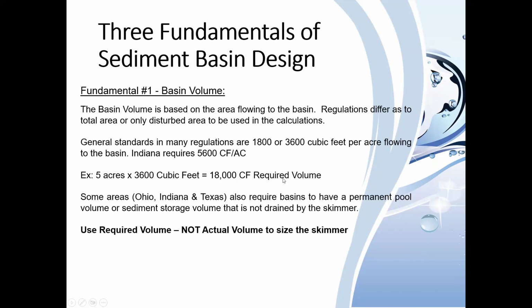And I'm going to say required a lot here this morning. Some areas, Ohio, Indiana, and Texas, require basins to have a permanent pool volume or sediment storage volume. This is below the invert of the skimmer and is not included when you size your skimmer. So use that required volume, not the actual volume, to size the skimmer. Very important if you have a basin that's going to be your future detention pond. Your basin may have far more volume than required, so just base it on that required volume.